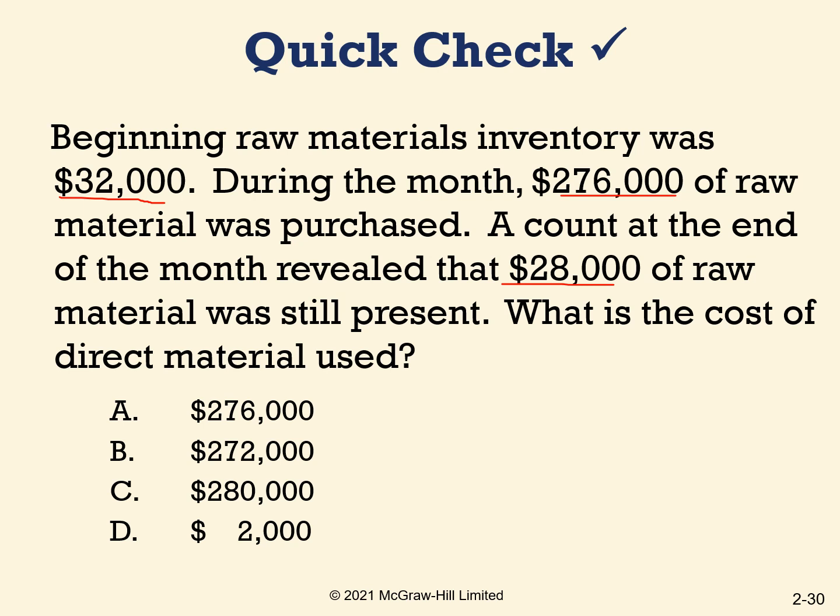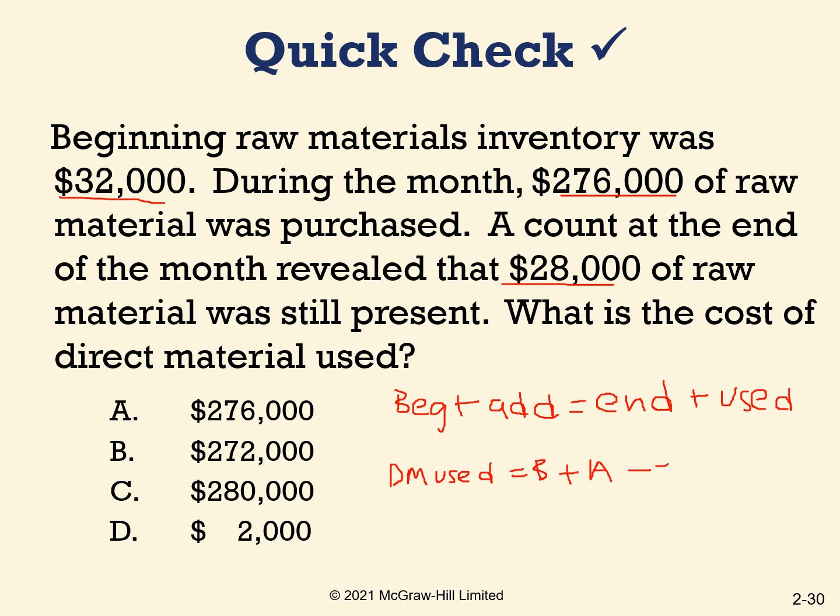So again, we can still use our same formula to figure this out. We're going to want our beginning plus our additions is going to equal our end plus, in this case, instead of withdrawn or sold, we're going to put used, because we want our direct material used. So our direct material used should be our beginning plus our additions minus our end. And on the next slide, we can see how this breaks out.